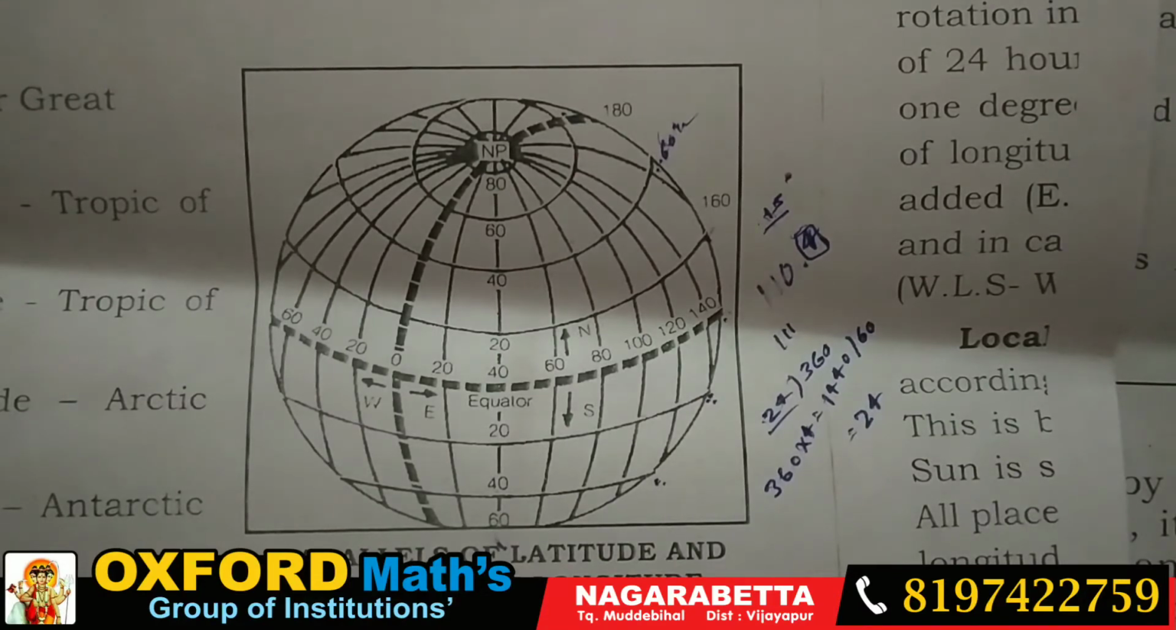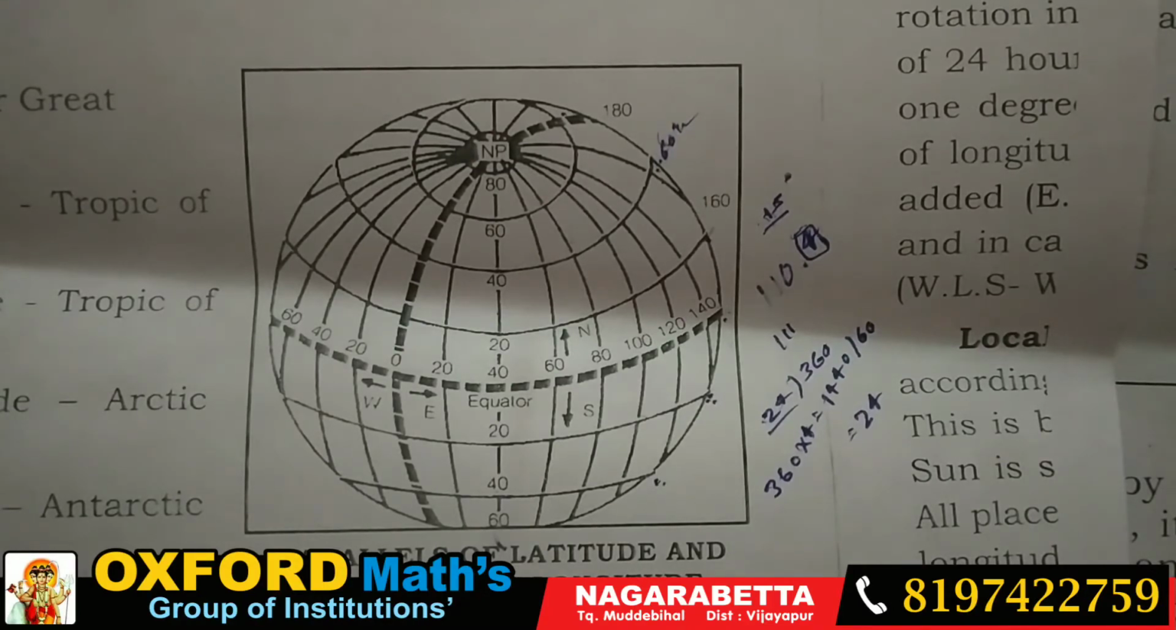And what is local time? You should know: every country has the sun on top of the head at a particular time. This is called local time. If the sun is shining vertically over the longitude, it is called 12 noon. All places situated on the same meridian have the same local time. Every longitude has its own local time.